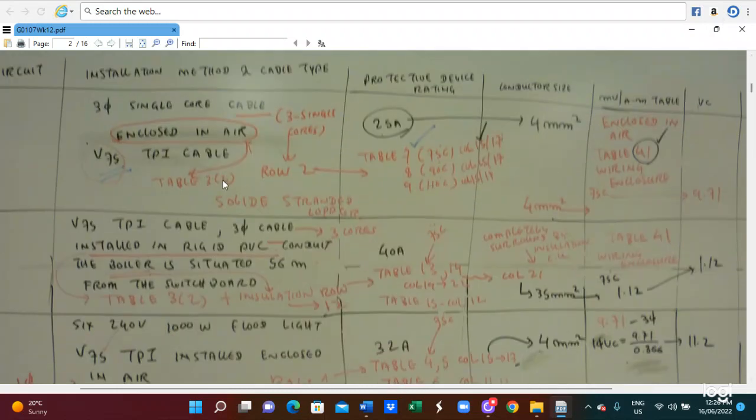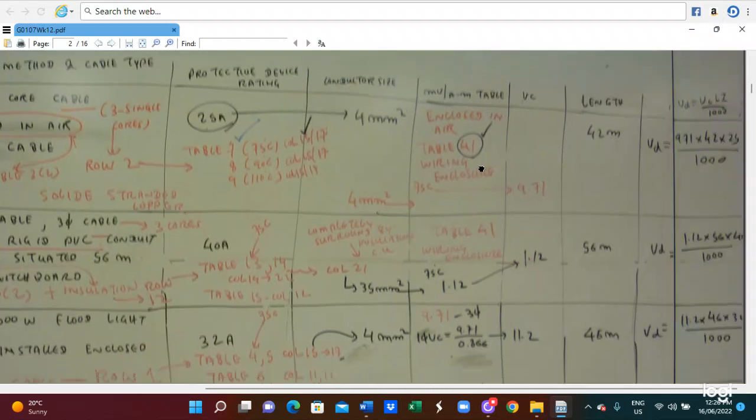Firstly, depending on whether it is enclosed in air, we select the appropriate table. In this case we select table 32. Table 32 is row number 2, and this one further refers to tables 7, 8, 9. Then we select the protective device rating, 25 ampere. Then we select the conductor size, 4 millimeter square. Then use table 41 with the conductor size 4 millimeter square. Then we calculate the VC, and substitute in the formula.